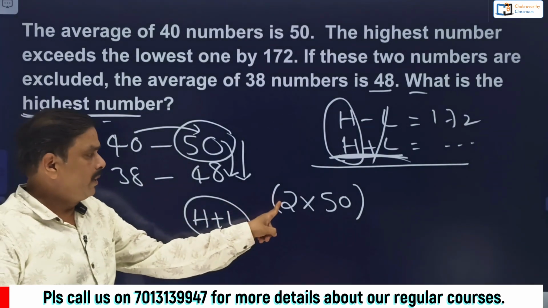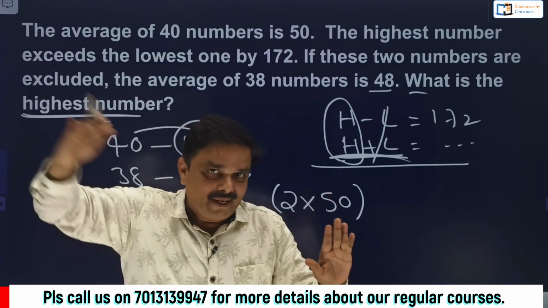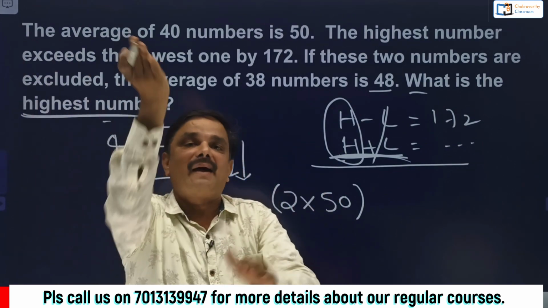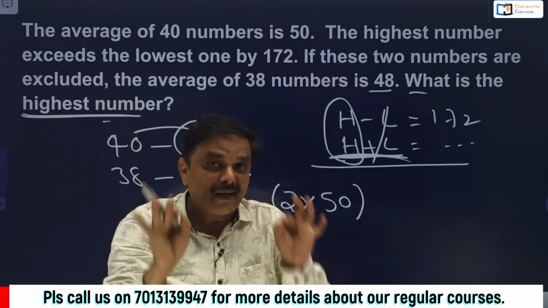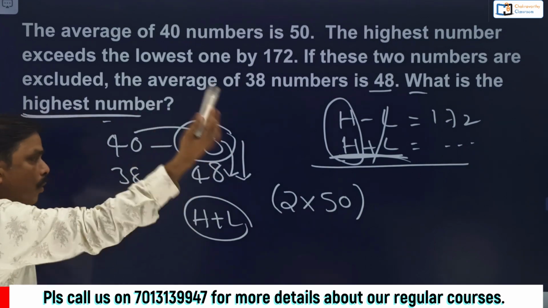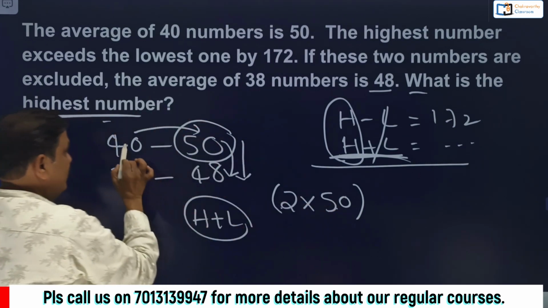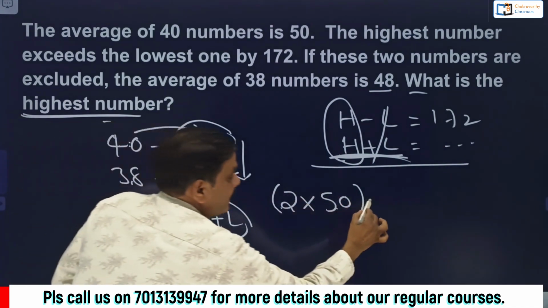When there is only one number, that number which we have taken out must be more than average 50. But two numbers went out. We have taken out two numbers. That means sum of those two numbers must be more than 2 into 50. How much more than that one?